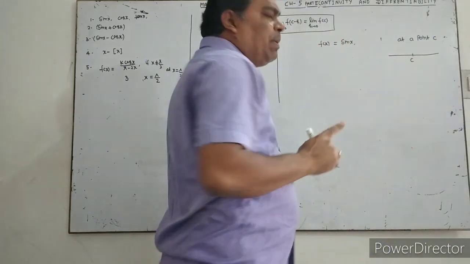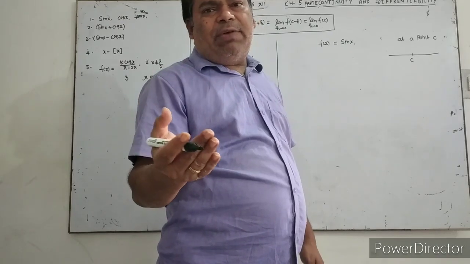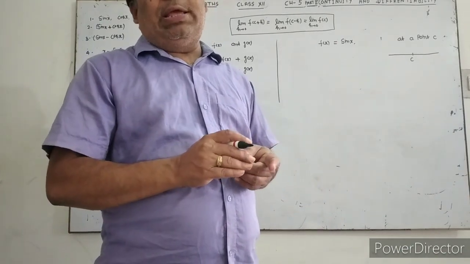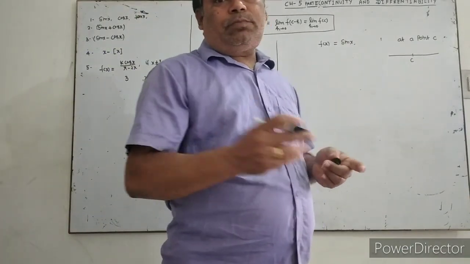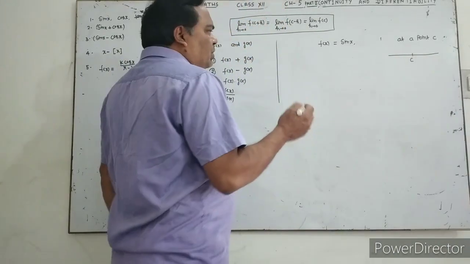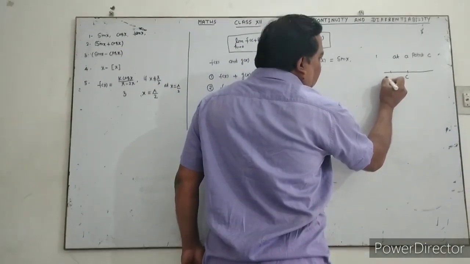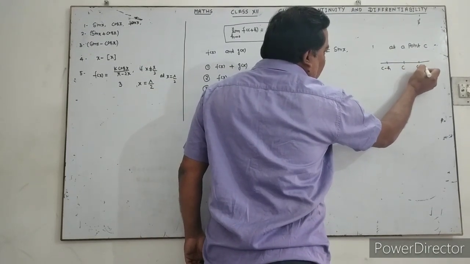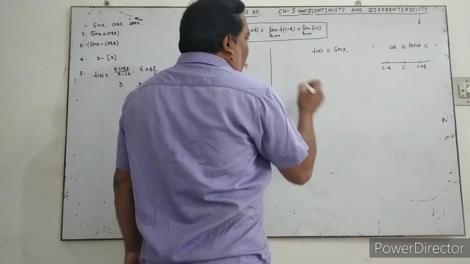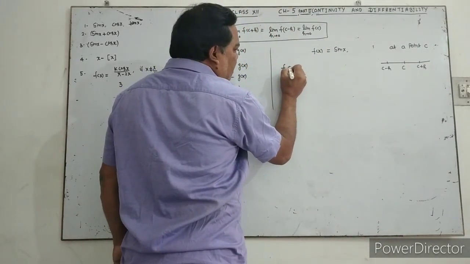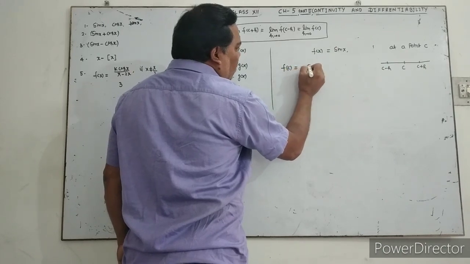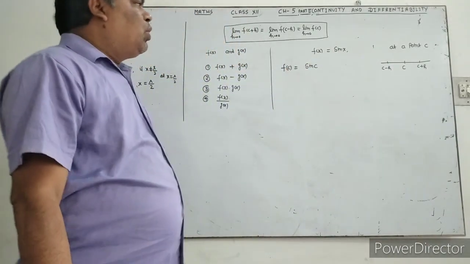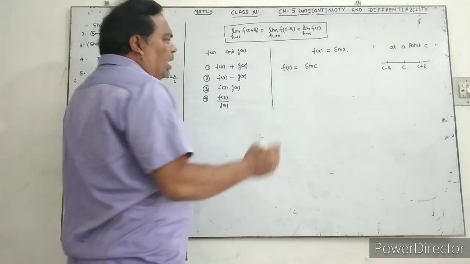The value of the function at c, the right limit at c, and the left limit at c. If all three values are equal, then the function is continuous. Then f(c) is this point c, c minus x is this, and c plus x is this. Now, firstly, f(c): the value of the function at c is sin c. Sin c. Now, right hand limit.